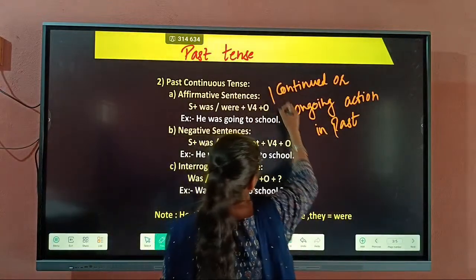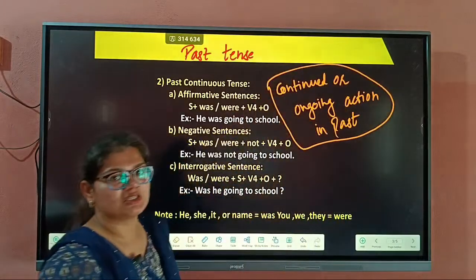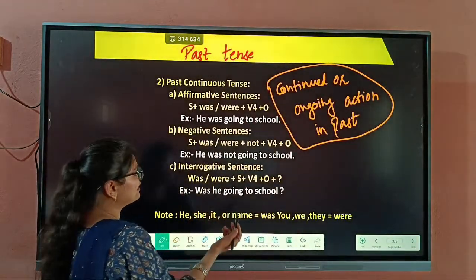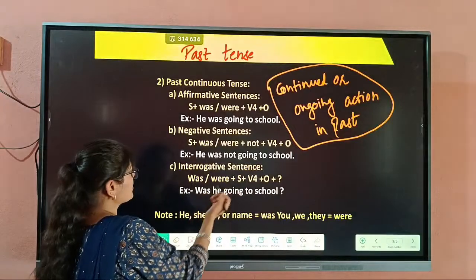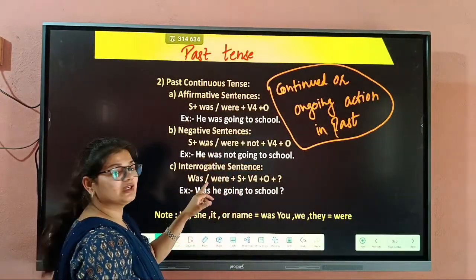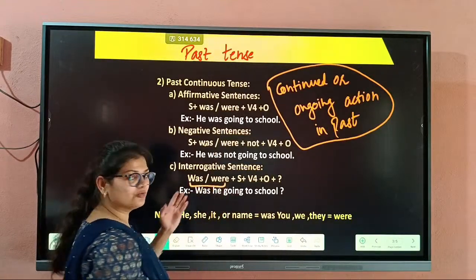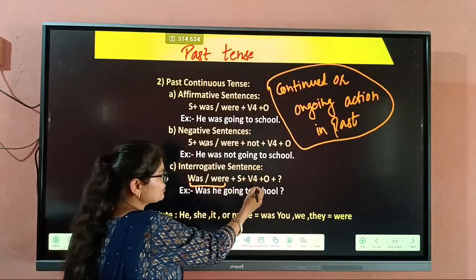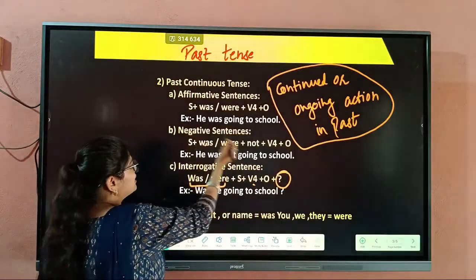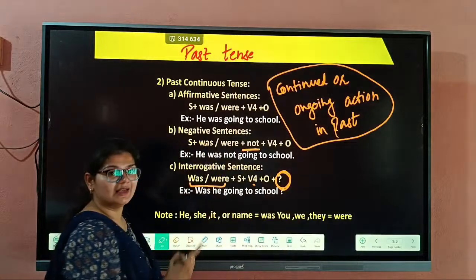This is the main definition of the past continuous tense. Please note it down. Now, the third part is interrogative sentences. As you know, in the interrogation, the helping verb will come forward. So the pattern is: was, then the subject, then verb's fourth form plus object plus question mark. This is also necessary here. In the negative sentences this is necessary, and in the interrogative sentences this is necessary.